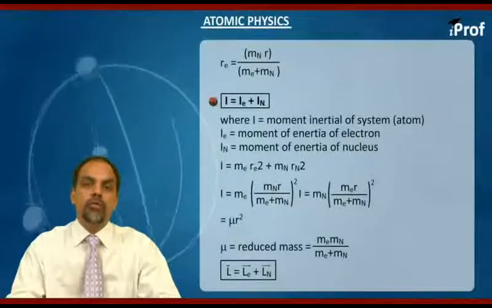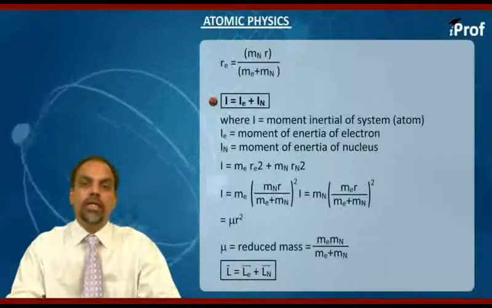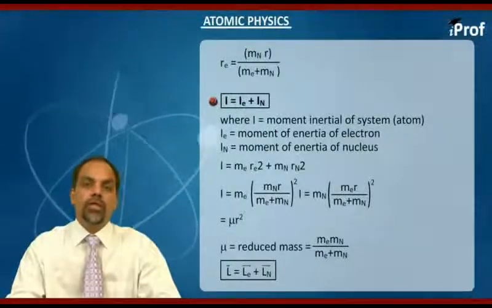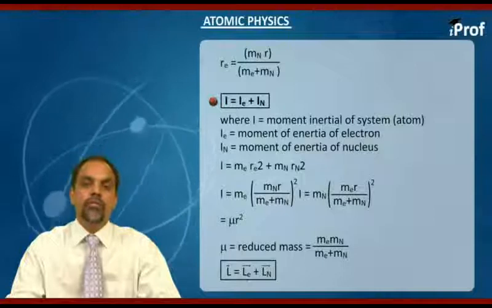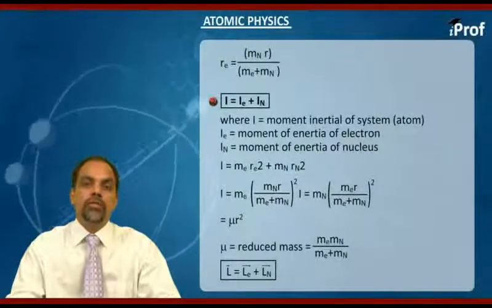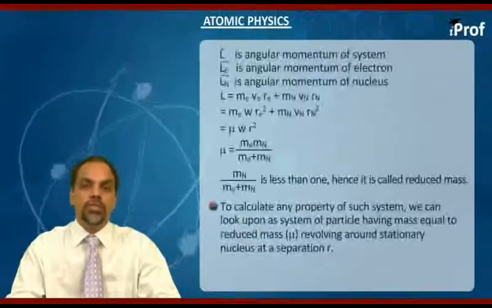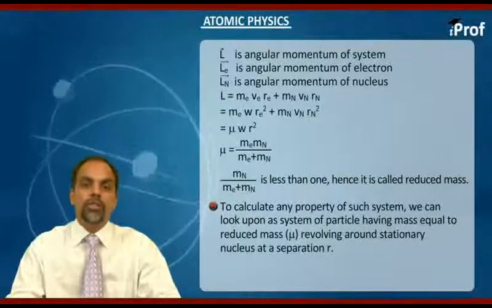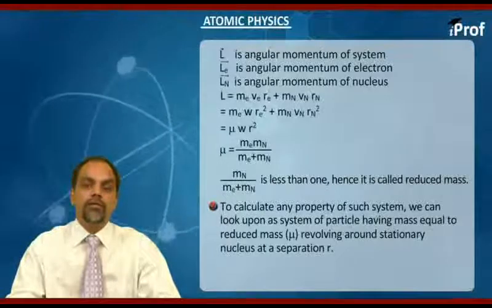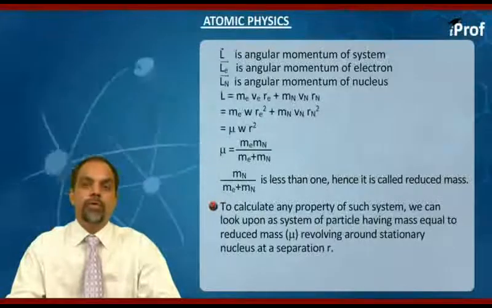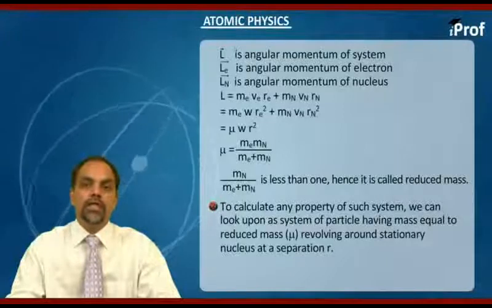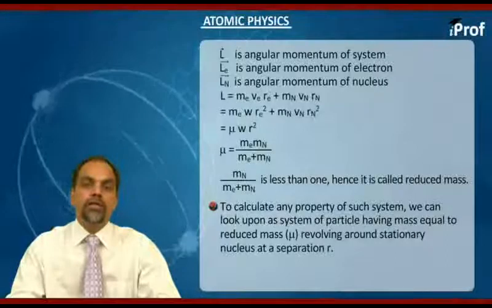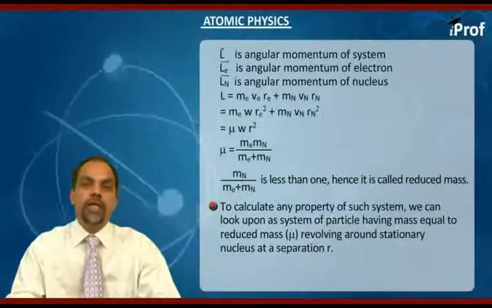Now let's consider one more property of the system. Let's say we are interested in calculating the angular momentum of the system. Now angular momentum is a vector quantity. So here the angular momentum of the system will be angular momentum of electron plus angular momentum of nucleus. Both the electron and nucleus are revolving in the same sense. For the separation to remain same, the time period will be same for both. That is, angular speed will be same for both. So the angular momentum due to electron as well as nucleus will be in the same direction.